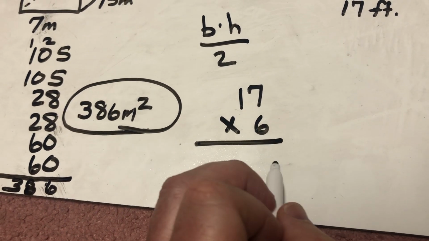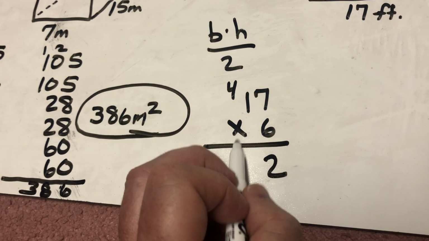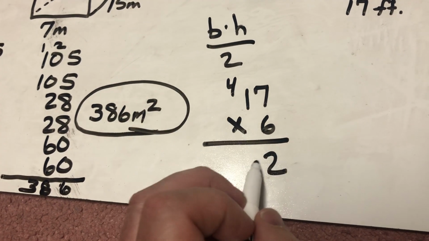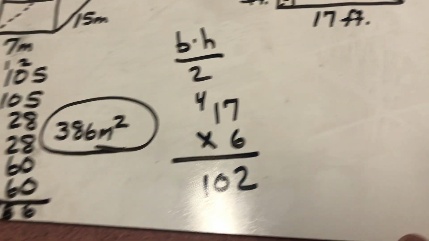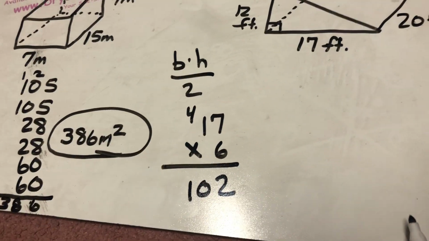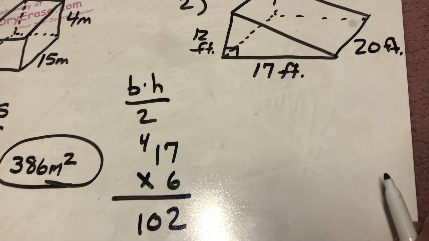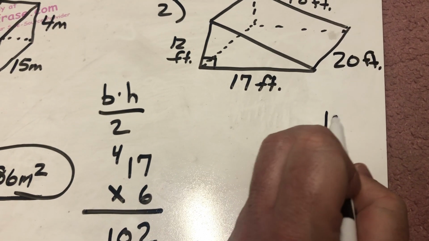6 times 7 is 42. Put the 2 down, carry the 4. 6 times 1 is 6, plus 4 is 10, which tells me that this front triangle has an area of 102 square feet, which means the back triangle has an area of 102 square feet. So I'm going to put 102, 102.